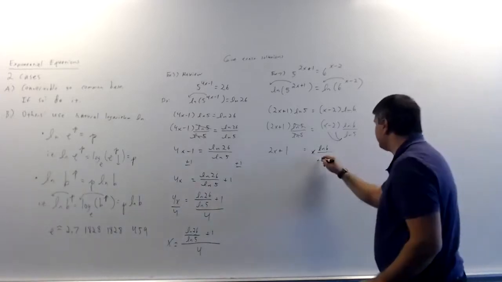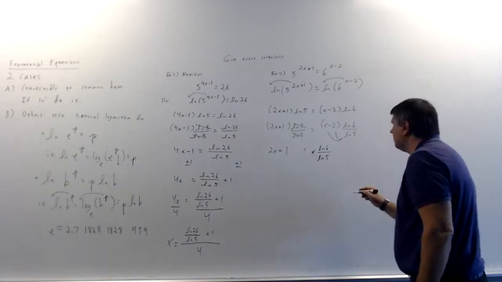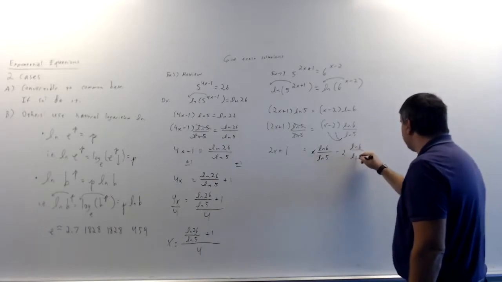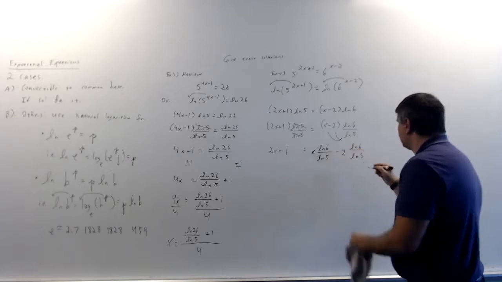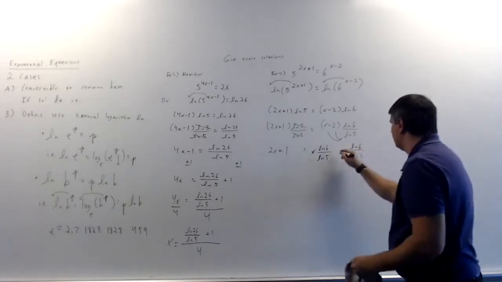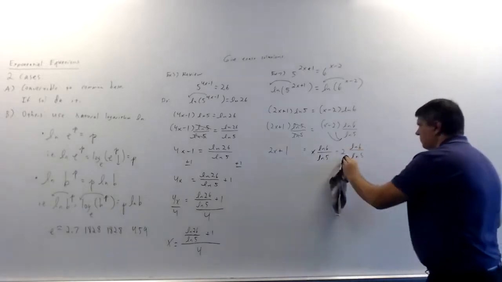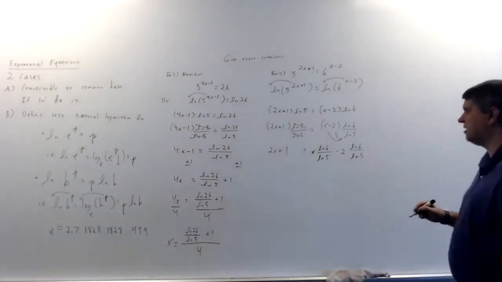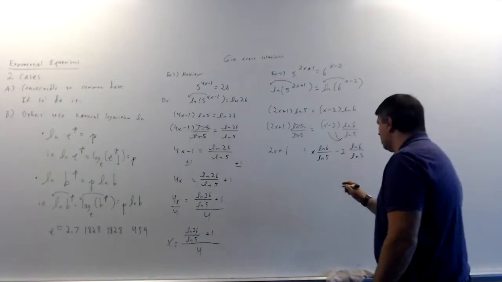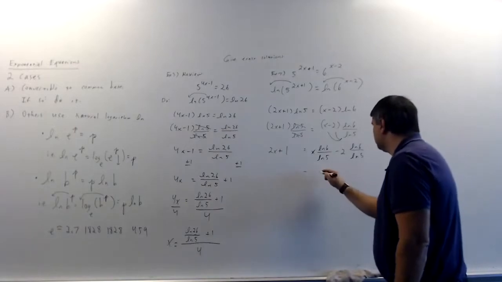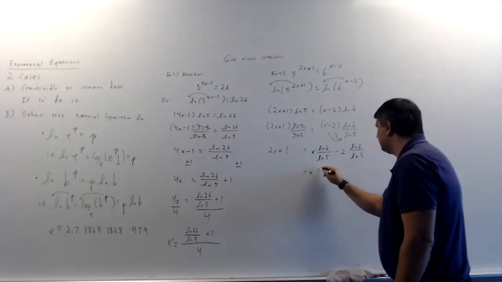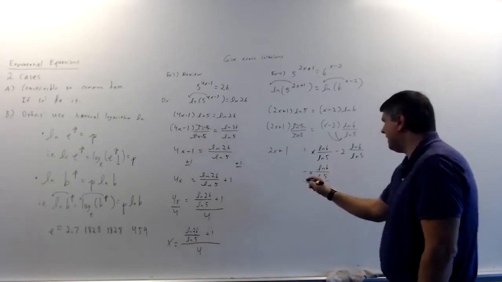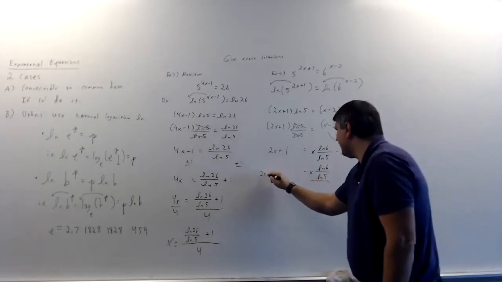I'll clean that up so it's more legible. X, natural log of 6 over the natural log of 5, minus 2 natural log of 6 over the natural log of 5. Okay? I want to get the x's to the left. So I will need to subtract x natural log of 6 over the natural log of 5. I'm going to do the same thing here.